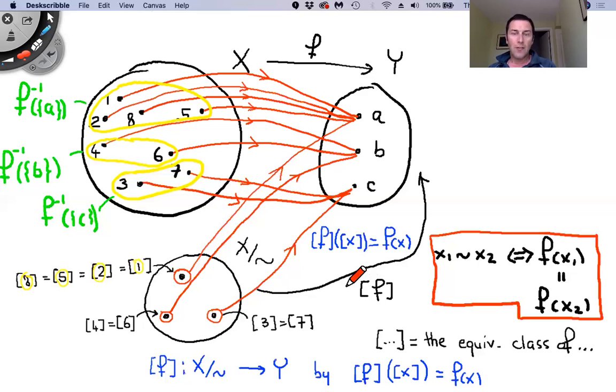And now it's immediate to see that this function is a bijection between the quotient set x mod tilde and the set y, because x mod tilde has 3 elements, y has 3 elements, and each dot of x mod tilde goes to a dot of y, but vice versa, you can reverse the direction of these arrows. You can send A to the equivalence class of 1, B to the equivalence class of 4, and C to the equivalence class of 3. And this is also a function, so the function is invertible, so it's a bijection.